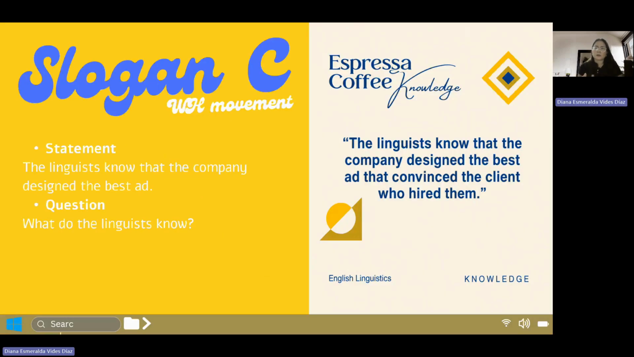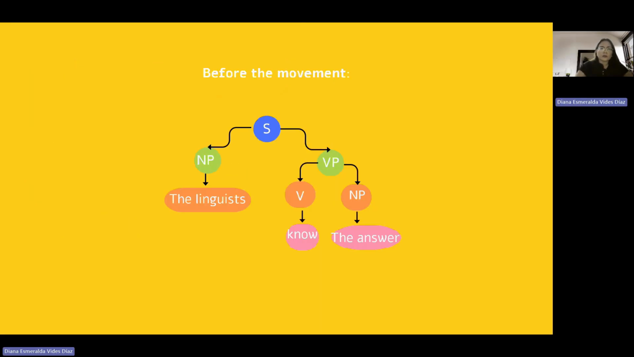This transformation illustrates a movement rule called WH movement. The interrogative word "what" moves to the beginning of the sentence in order to form a question. This movement changes the surface structure while preserving the underlying meaning. Here we have the sentence before the movement. We can see that it divides into the noun phrase and the verb phrase: the linguist knows the answer.